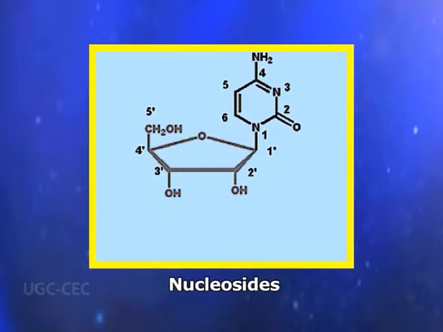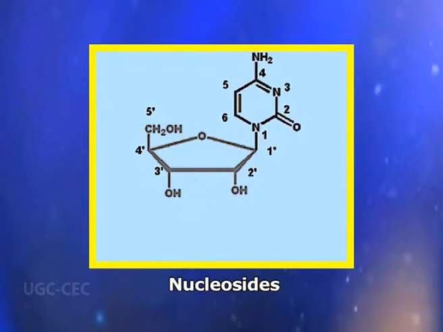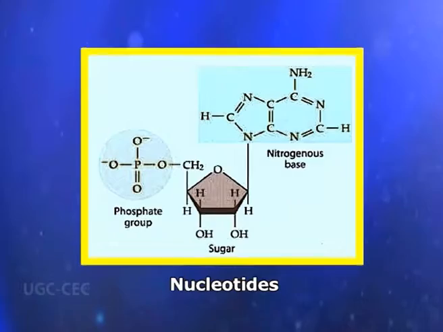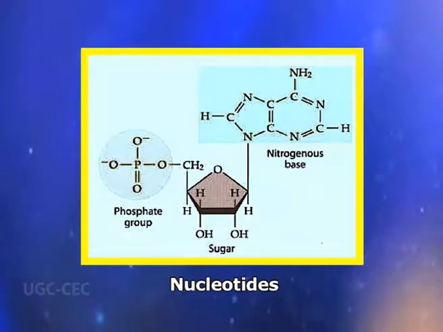Now, what are nucleosides? Nucleosides are compounds in which nitrogenous bases, that is purines and pyrimidines, are conjugated to the pentose sugar, that is ribose or deoxyribose, by a beta glycosidic linkage. What are nucleotides? Nucleotides are the phosphoric acid esters of nucleosides. These occur either in the free form or as subunits in nucleic acids. The phosphate is esterified here with the sugar moiety.